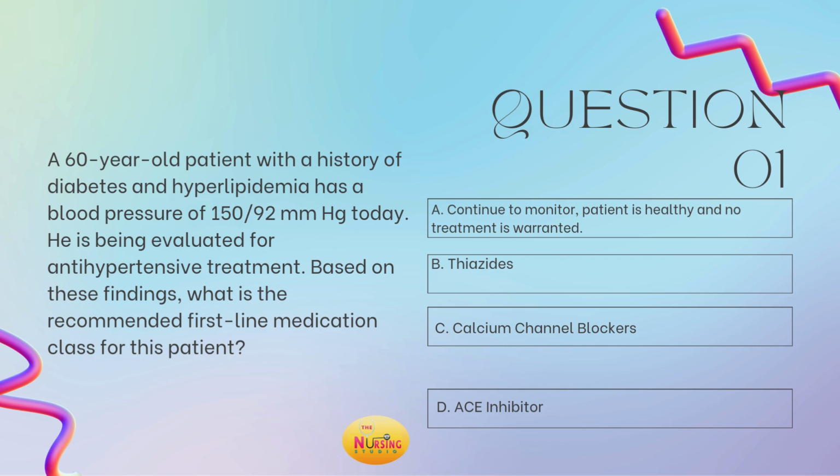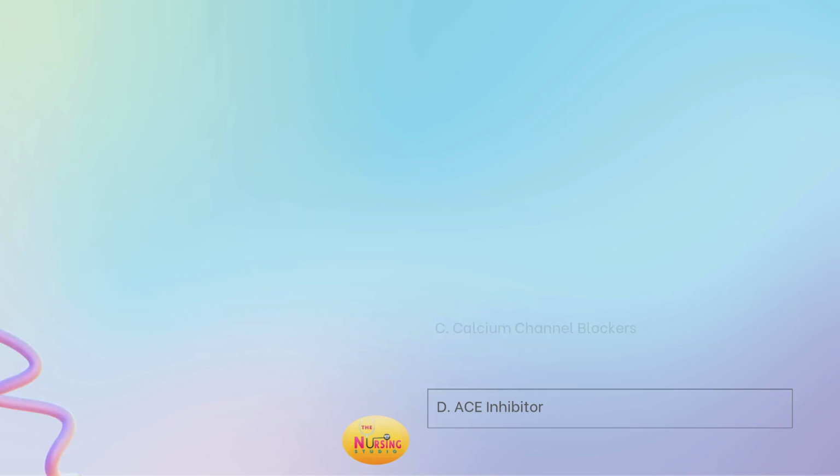Also, a key in the stem of the question is it's asking for the first line medication. So, considering that they have a history of diabetes, we know we want to do renal protective measures. So, the first line therapy, according to ACC and AHA guidelines, we go with an ACE inhibitor, right? So, D would be your best answer.